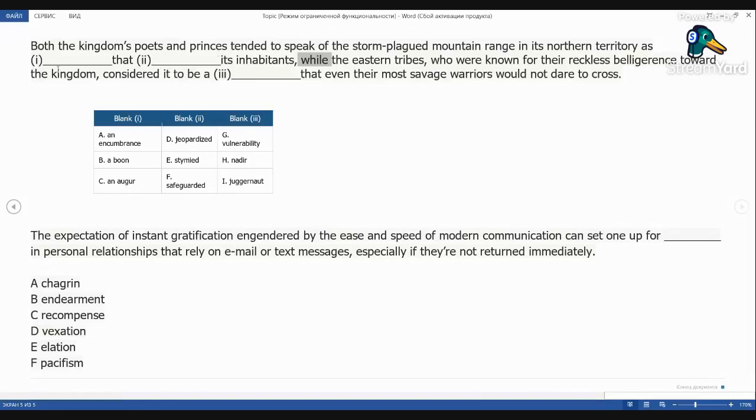They could speak as something about this mountain range that did something to its inhabitants. But we can't understand what they did until we read the second part of the sentence: while the Eastern tribes were known for their reckless belligerence. So reckless is something negative, like careless. Belligerence is like a hostile relationship towards something. That's why we need to expect something positive for 1 and 2.